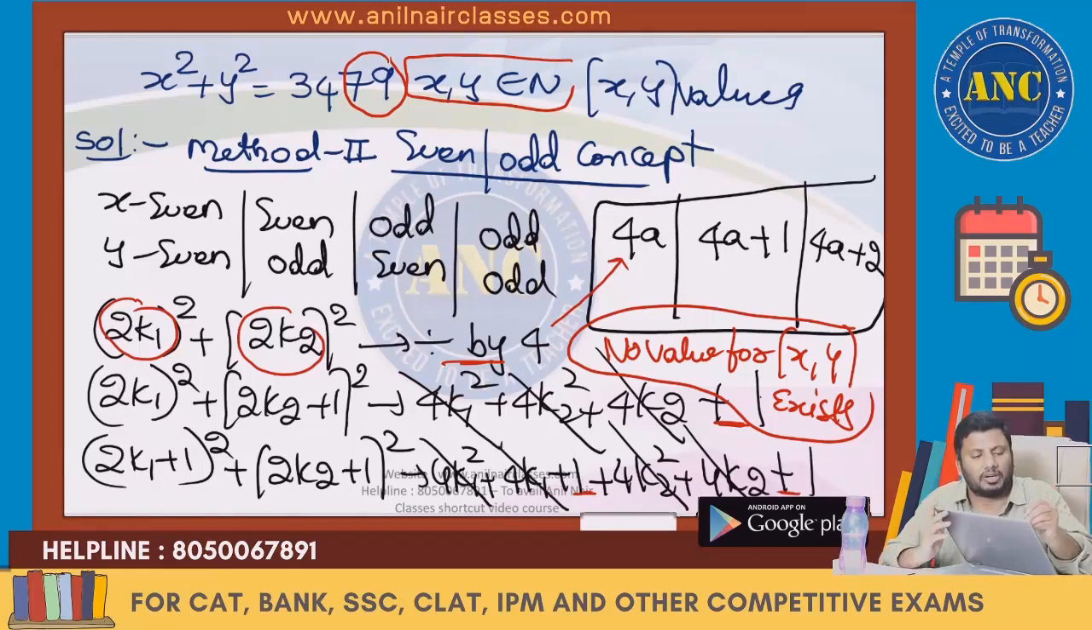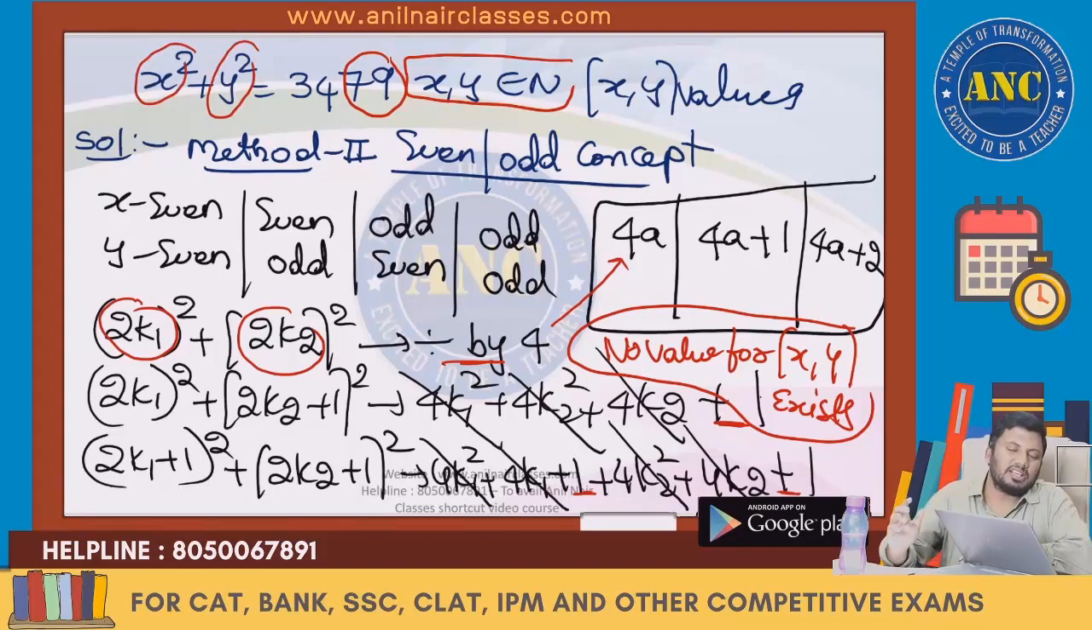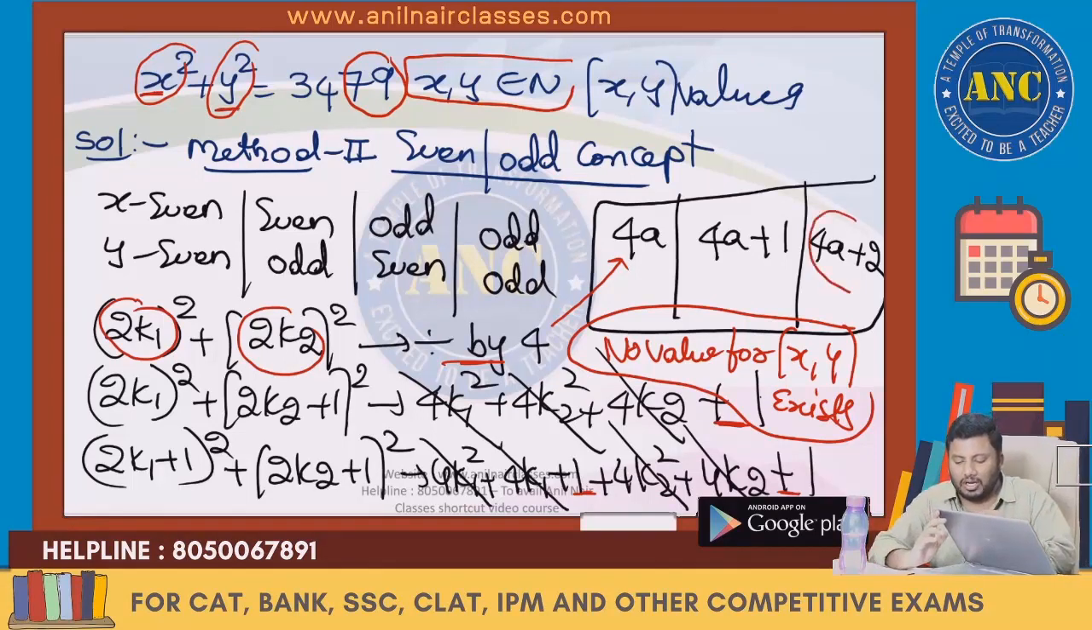Or there is an easy way to do it. The best case is when both are even. The worst case is when both are odd. Odd means it gives a remainder 1, and the other gives a remainder 1. 1 plus 1 is 2.